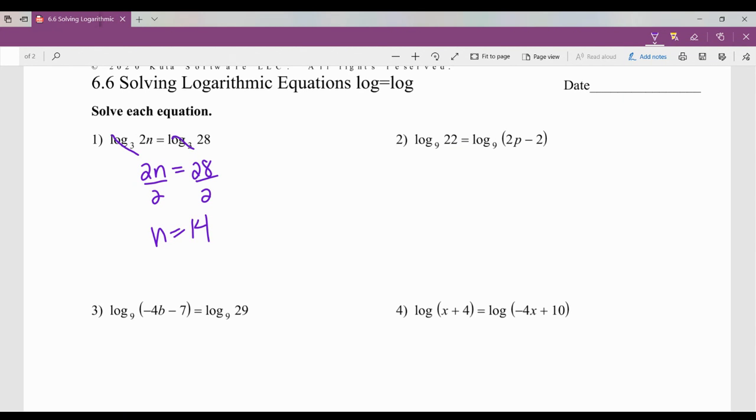And then we just check to plug it back in. 2 times 14 is 28, so that will work. The only thing that won't work is if we get log of a negative number. You can't take the log of a negative number.